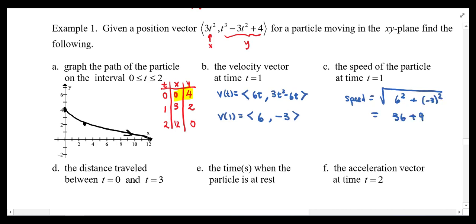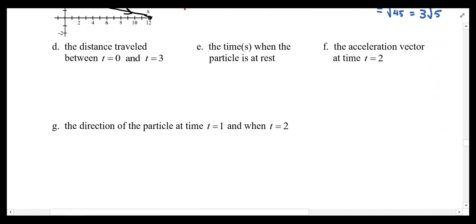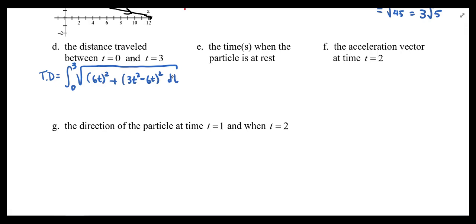36 plus 9. That's just root 45, and if you want to simplify to 3 root 5, that's cool, but not required. Okay. Distance traveled. Yes, that's just using the formula. So the total distance traveled would be the integral from, in this case, 0 to 3, the square root of, and I'm going to take the components of the velocity, which would be 6t all squared, and then also 3t squared minus 6t all squared dt. Oops, I should not put the dt inside the square root. Bad notation. Keep it outside.